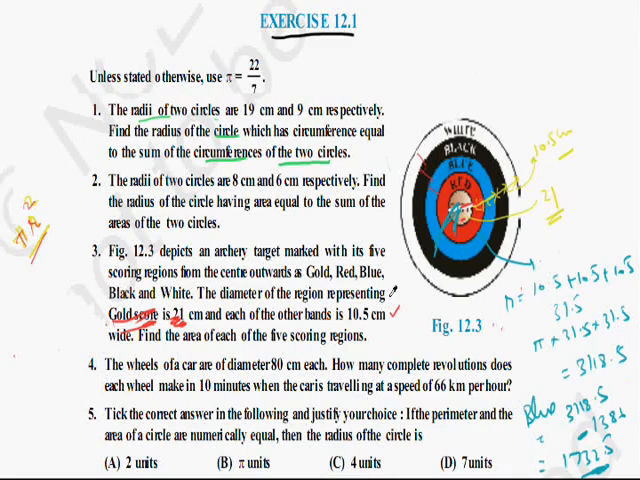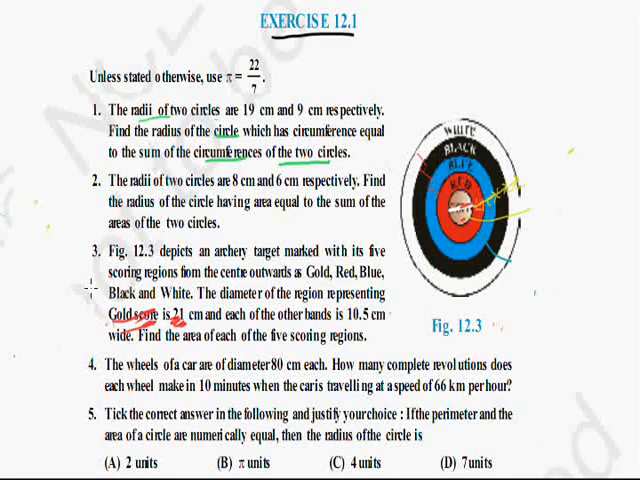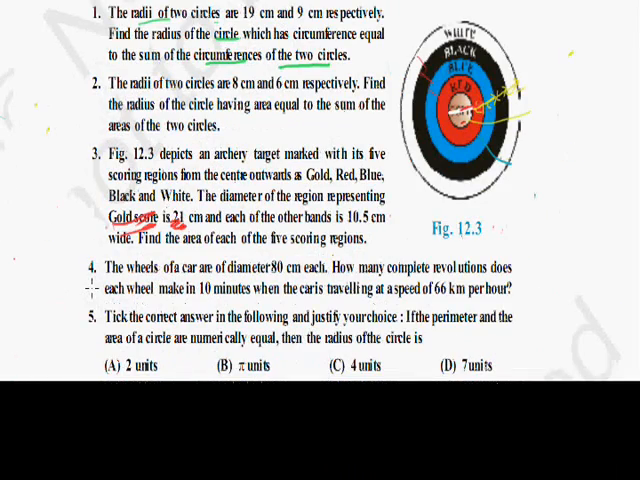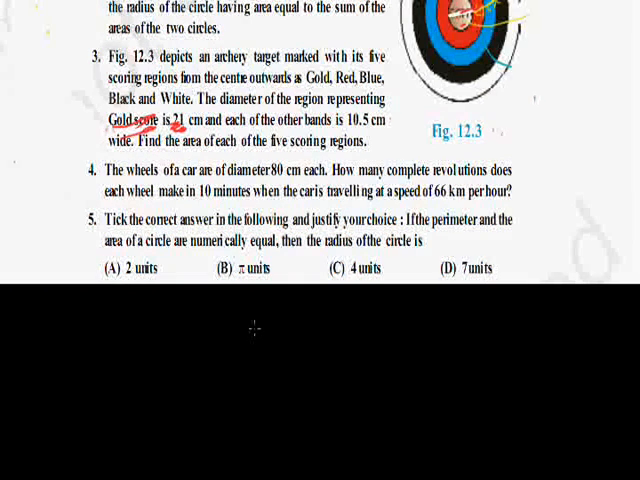Now coming to the next problem. The next problem is: the wheels of a car are of diameter 80 cm each. How many complete revolutions does each wheel make in 10 minutes when the car is traveling at the speed of 66 km per hour? Now the wheels of the car are of diameter 80 cm. We have to calculate the complete revolutions each wheel makes in 10 minutes. The car is traveling at the speed of 66 km per hour.